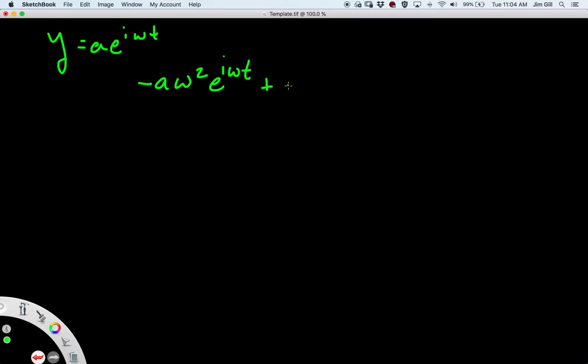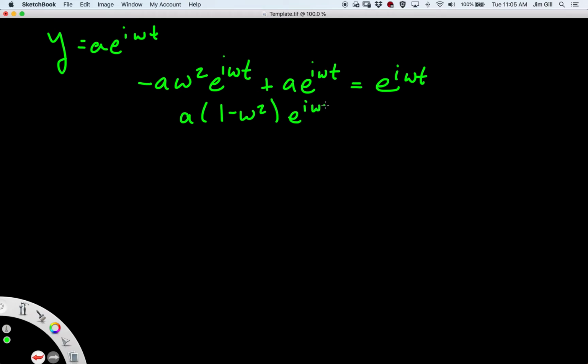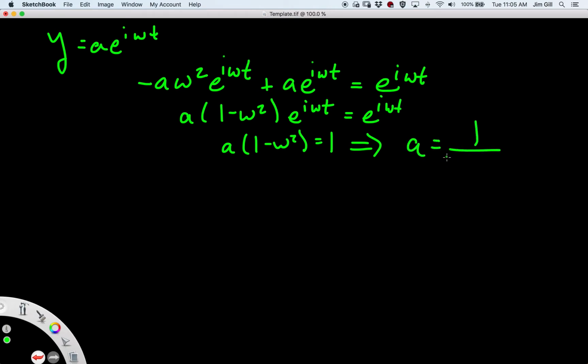And then remember the differential equation is the second derivative of y plus y. So we have plus a e^(i omega t). And that's going to be equal to the driving term e^(i omega t). Gathering like terms over here, we have a times 1 minus omega squared e^(i omega t) is equal to e^(i omega t). So that must mean that a times 1 minus omega squared must be equal to 1, which rearranging means that a is equal to 1 over 1 minus omega squared. Great.